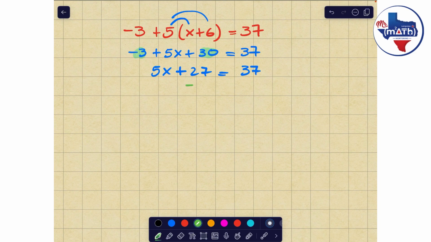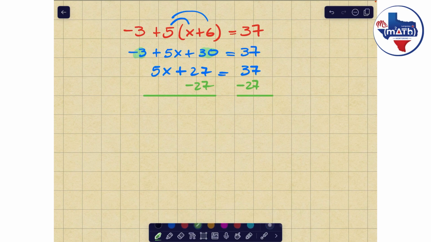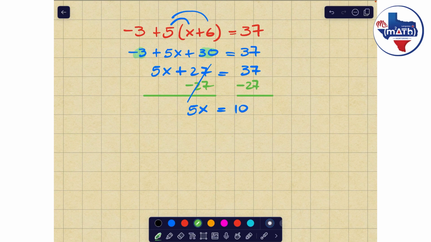Let's subtract 27 on both sides, and what do we have? This 27 minus 27 cancels out, so on this side of the equation we only have 5x. 37 minus 27 is 10. Now let's divide both sides by 5. Okay, what would happen? The 5 and the 5 are gone, and we have x equals 2. That is our solution.